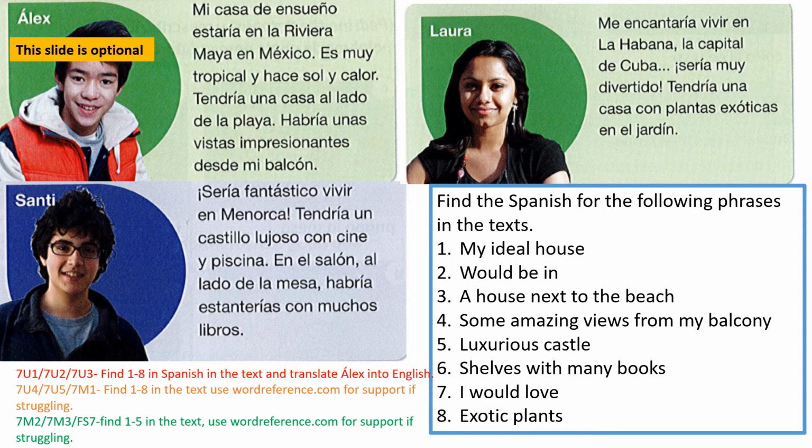So I've said for 7 upper 1, 7 upper 2 and 7 upper 3, find 1 to 8. So my ideal house would be in a house next to the beach, etc. Find the Spanish for them and then translate into English. For 7 upper 4, 7 upper 5 and 7 and 1, find 1 to 8 in the text, and if you're struggling, use wordreference.com. And for 7 upper 2, 7 upper 3 and foundation of school, find 1 to 5 in the text. But again, this slide is optional. Only complete it if you want to do some more work. Again, open up the answers PowerPoint and mark your work for this one.